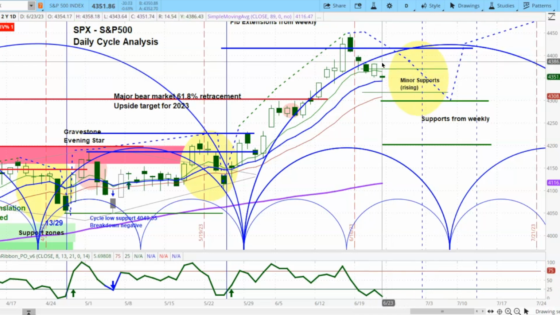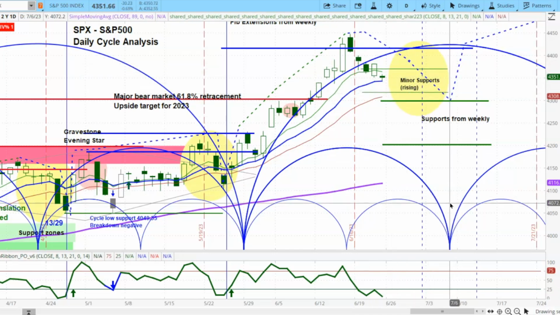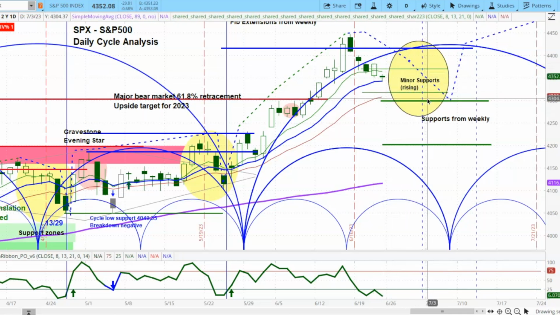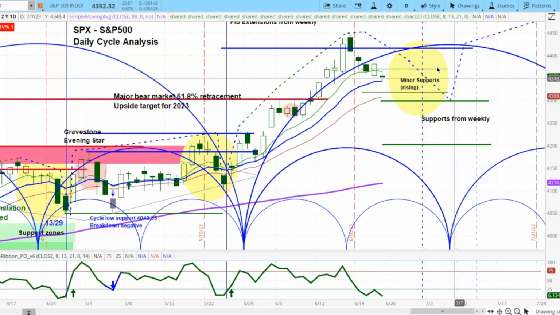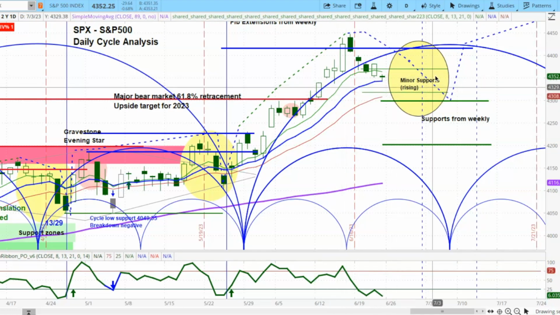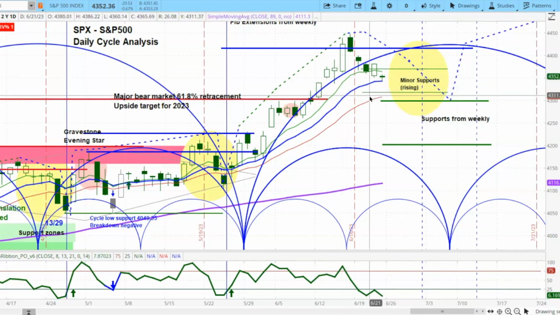So right now we're in this corrective period. The ideal low comes over here right around the second week of July. So it could fall into here, which is the first week of July. It could get out over here, which is the second week of July. And that's what this shows. Now, the slim ribbon often gives support, as you see right over here, as it gets down into it.